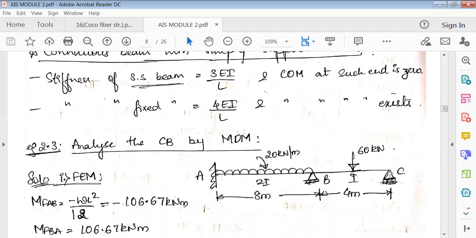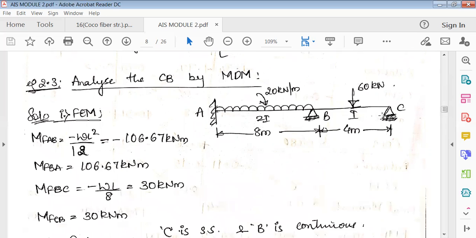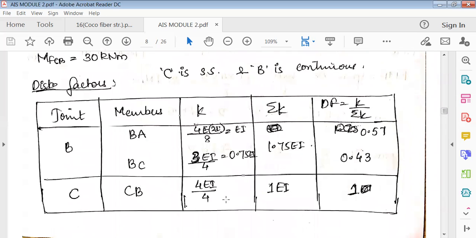In joint C, this is a simple support. Next is CB. So this member is CB, but B is a continuous support, and adjacent to that is a fixed support. So that's why B will be treated like a fixed support. All the intermediate supports, even if they are simple supports, will be treated like a fixed support. So that's why in CB, the K value is 4 EI by L.